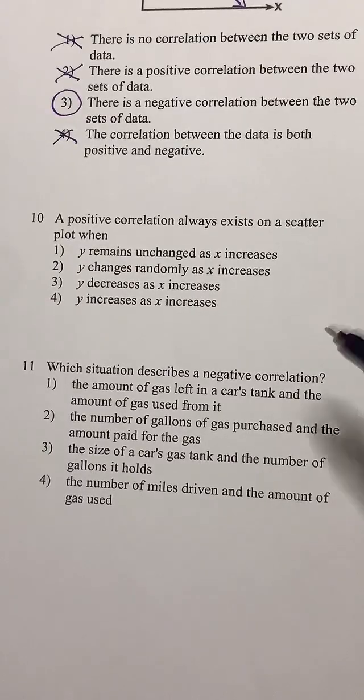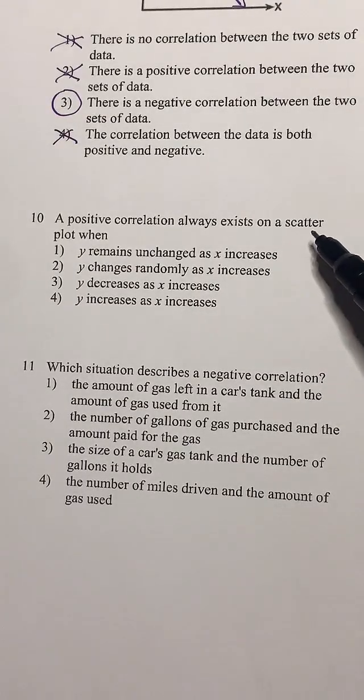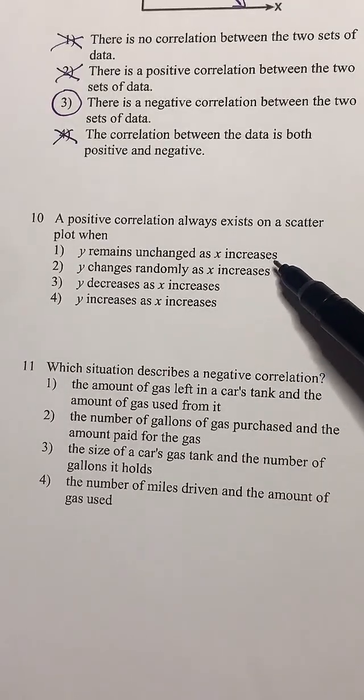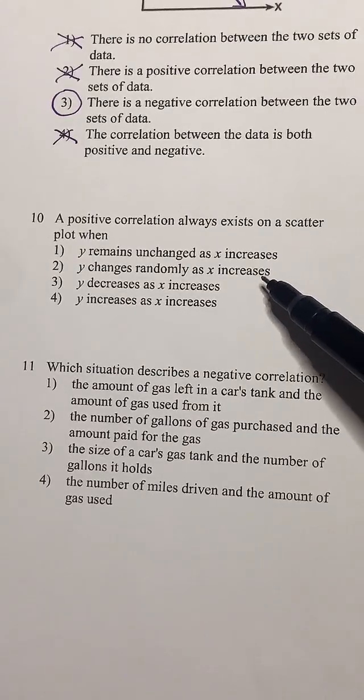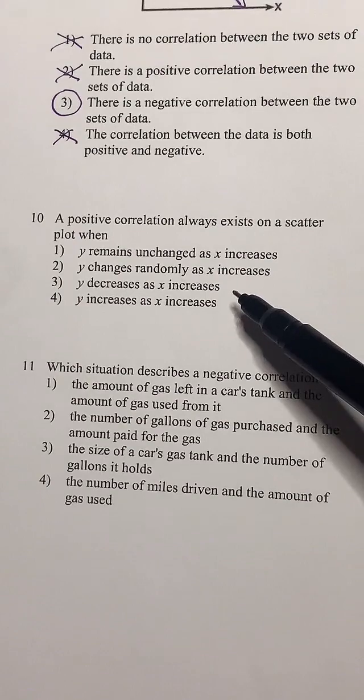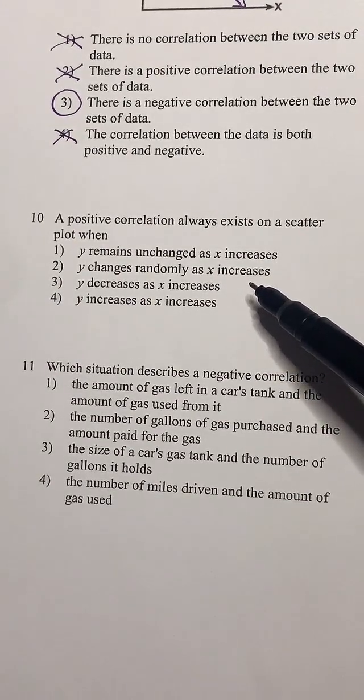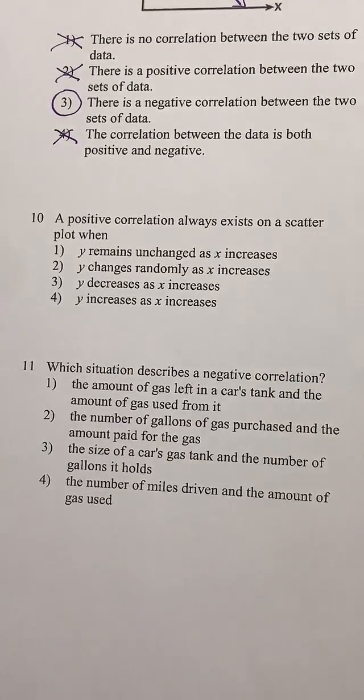All right? So, positive correlation always exists on a scatter plot when, 1, the y remains unchanged as x increases, 2, y changes randomly as x increases, 3, y decreases as x increases, or 4, y increases as x increases. So, positive correlation. So, I'm seeing 2, my question mark saying 4, Pog saying 4, China saying 4. Oh, sorry, skipped.